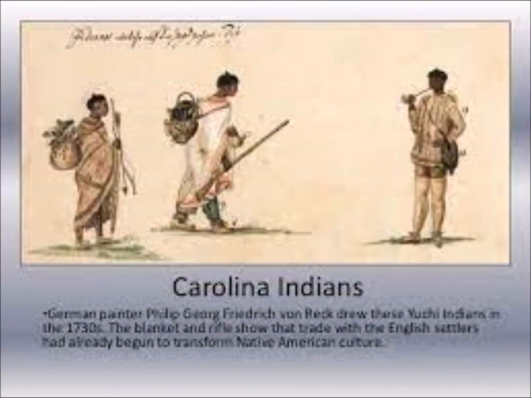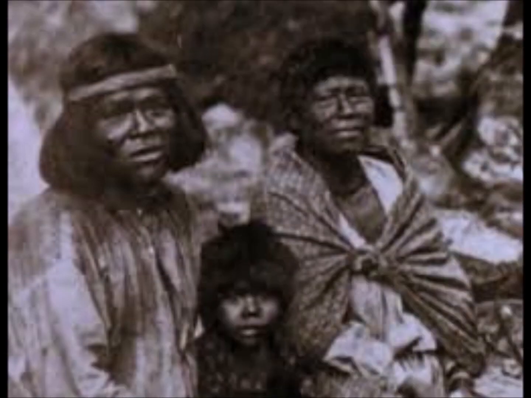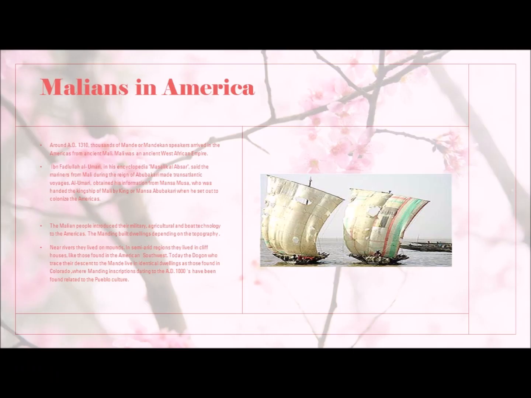Around AD 1310, thousands of Mandi or Mandikan speakers arrived in the Americas from ancient Mali. Mali was an ancient West African empire. Ibn Fadullah al-Umari, in his encyclopedia, Masalik al-Abshar, said the mariners from Mali during the reign of Abu Bakr made transatlantic voyages. Al-Umari obtained his information from Mansa Musa, who was handed the kingship of Mali by King Mansa Abu Bakr when he set out to colonize the Americas.